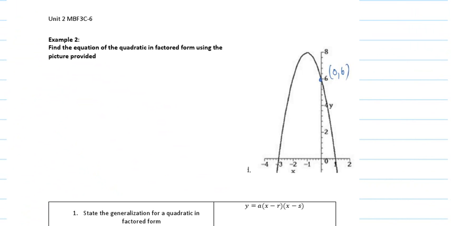So this question right now is asking you to find the equation of the quadratic in factored form. So they're specific that they want you to find it in factored form using the picture provided. So you have the equation right. You have the graph right here. So since it's in factored form, can you guys give me the formula? Can you give me the equation in factored form?